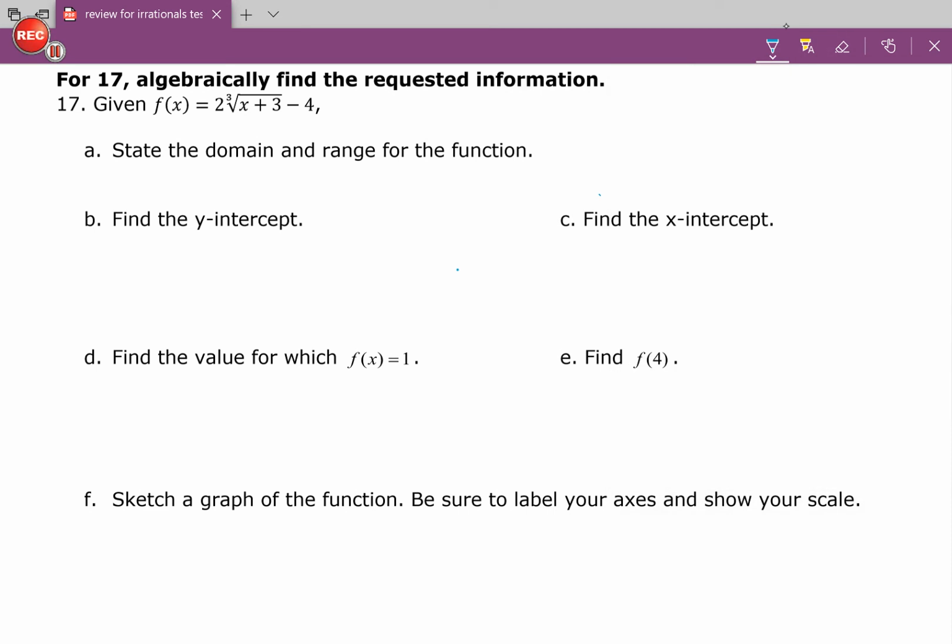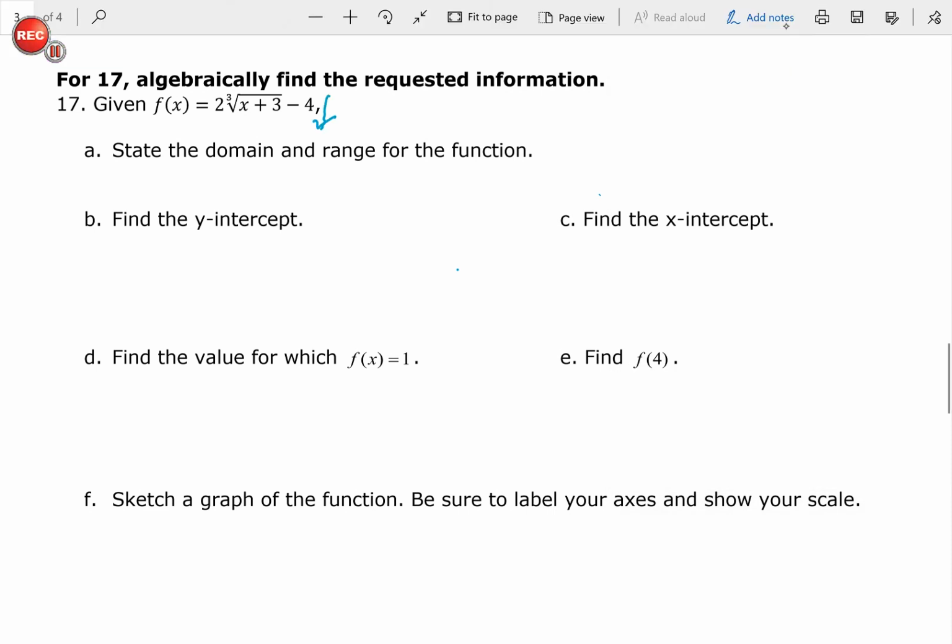One of them is that we have this shift down 4, and then we have a shift of positive 3. That's going to go left 3. And then I also have a scale of 2, and I have a cube root function. So that's going to kind of look like something like this.